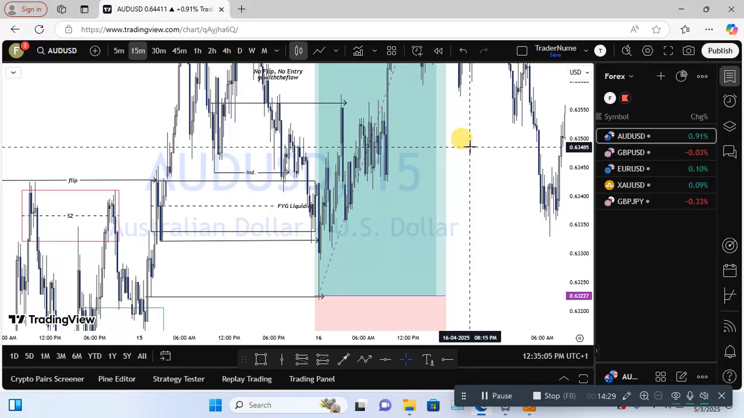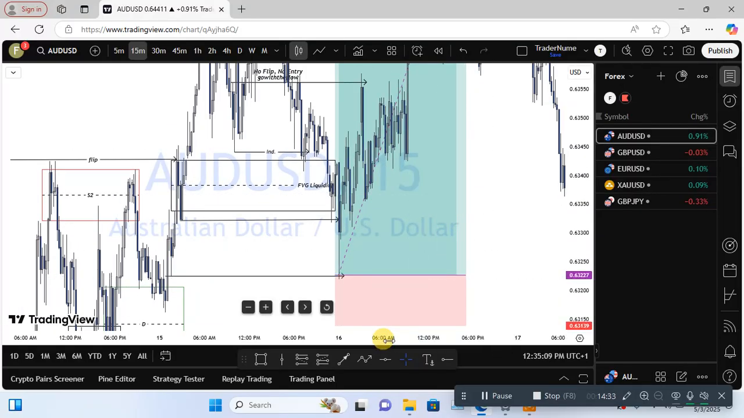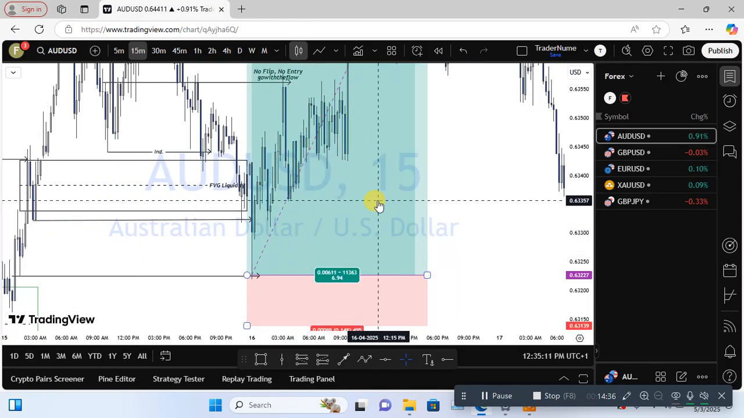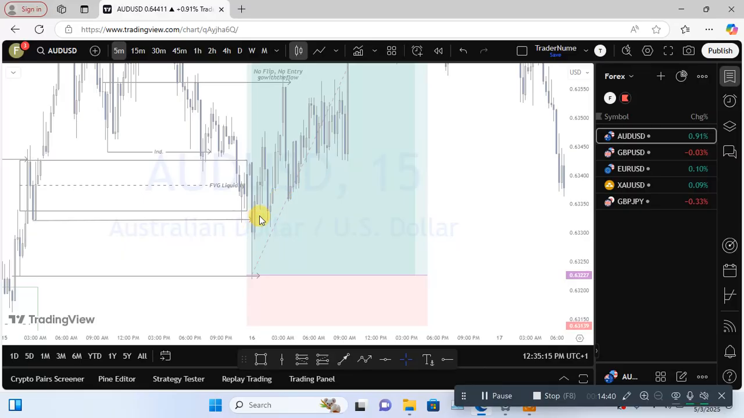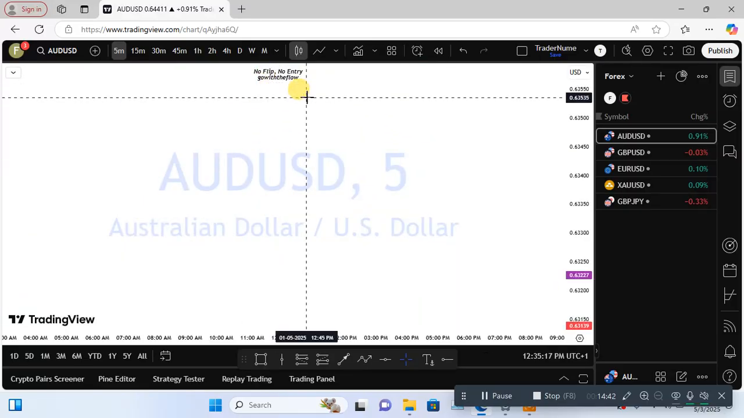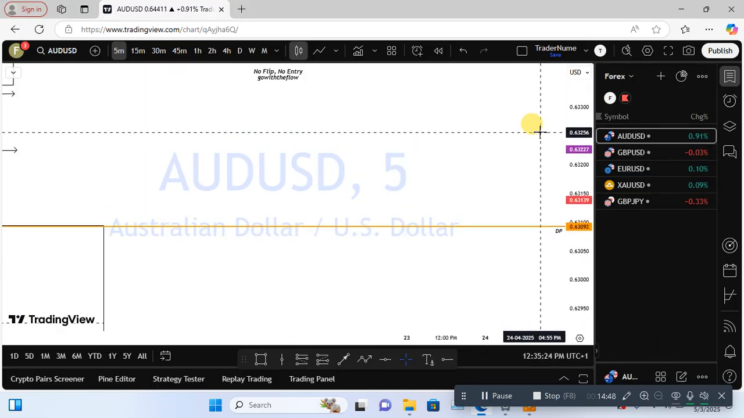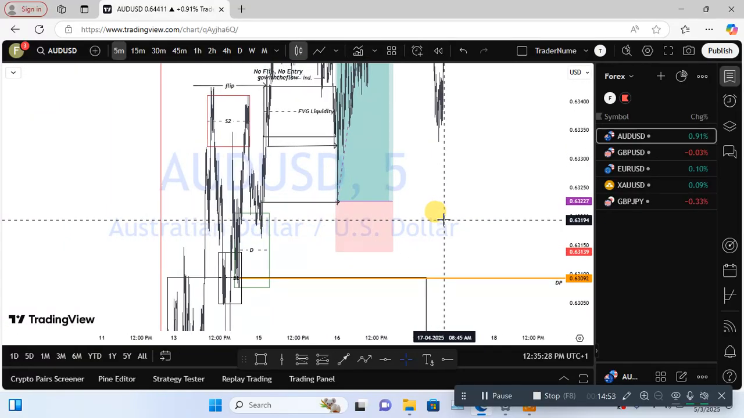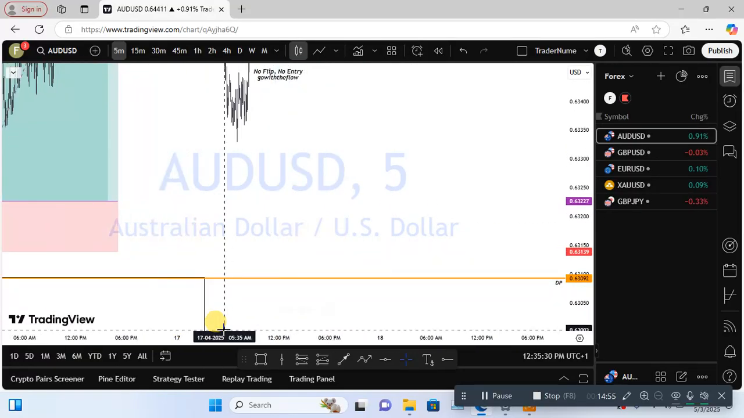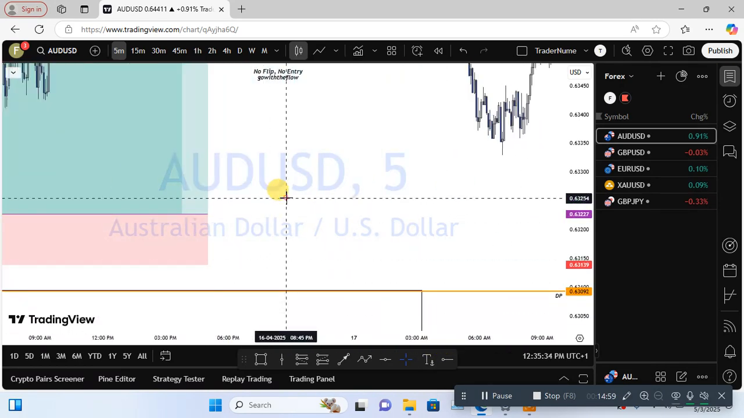Now we should be expecting price to come down to mitigate this zone here, this zone on the 5 minutes. So a demand zone on the 5 minutes after you get a weak. It was actually a weak, so we'll go to our 5 minutes to see what price did there, because we are going to extend our demand zone on the 5 minutes to see what price did there.